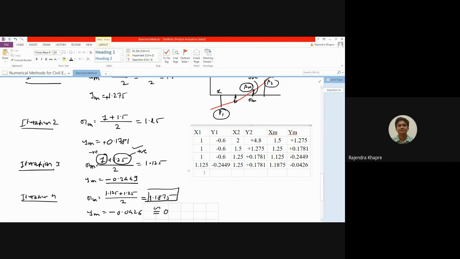Yes, what value of x1 should I take? Yes, students, please respond. What value of x1 should I take?